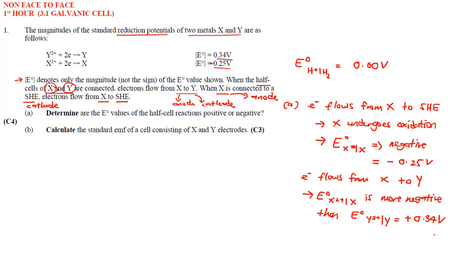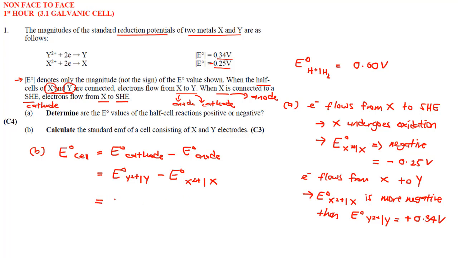Alright. So now untuk B tu, dia suruh calculate the standard EMF of a cell consisting of X and Y electrode. So this one kita pakai formula lah. E0 cell. Dia suruh calculate standard EMF. E0 cell is equals to E0 cathode minus E0 anode. So you must know siapa cathode kita punya Y yang lebih positif. Y adalah kita punya cathode, anode adalah kita punya X.